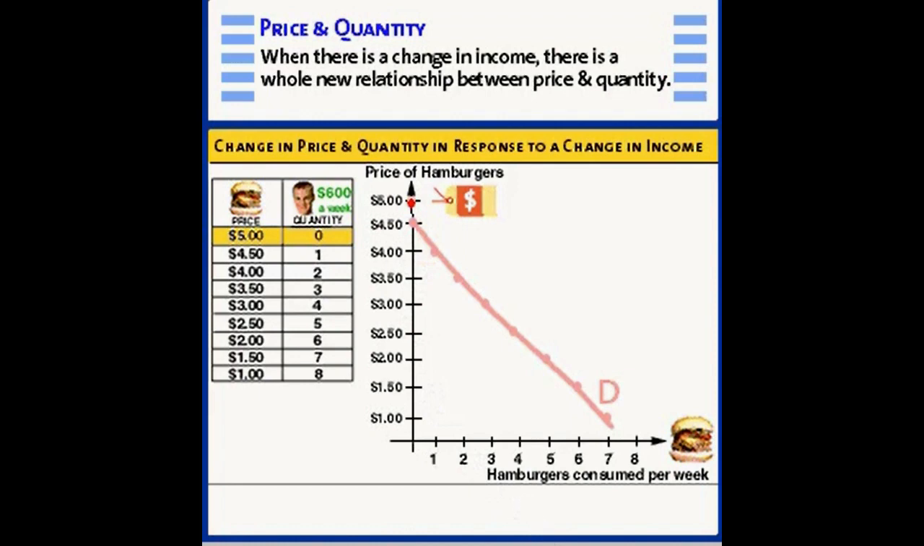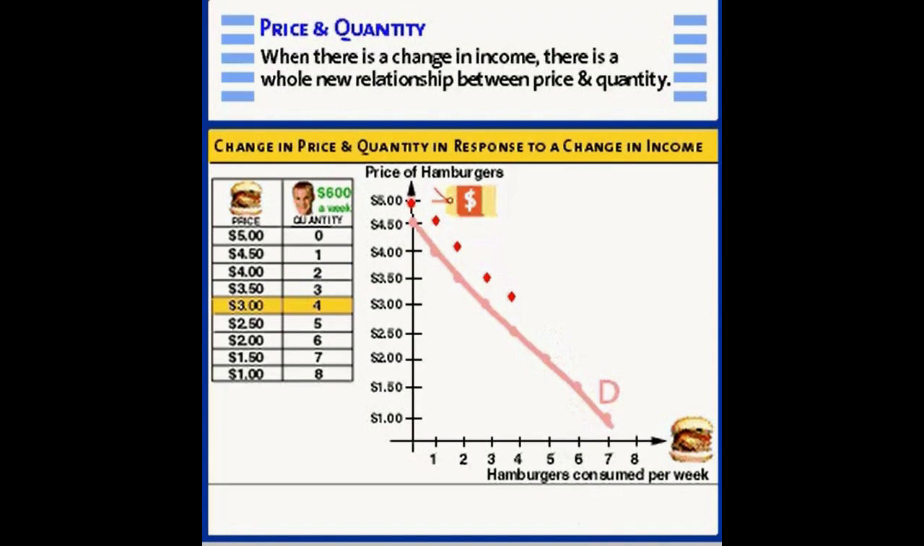At a price of $4.50, Bob now actually buys a hamburger. So we have a point like this, $4.50 and one hamburger. At a price of $4, Bob is now buying two hamburgers. So we have a point like this, a combination of the price of $4 and the quantity of two. At a price of $3.50, Bob is now buying three hamburgers, represented by this point, and so forth. Every time the price drops by 50 cents, Bob buys one more hamburger than he bought before. As we keep moving down to lower prices, we get larger quantities.